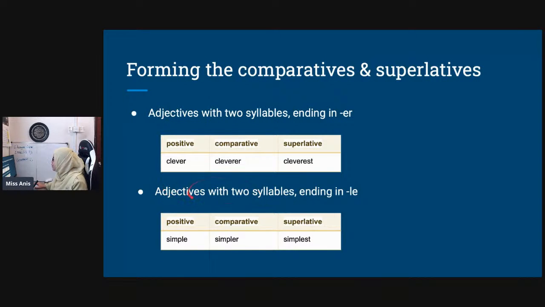Okay, so this one, adjectives ada 2 syllables and then ending dengan LE. Okay, so yang ni, sorry Amis tak nampak, letak cover. Alright, so kat sini perkataan dia adalah simple. Simple adalah positif dia. Now comparative dia adalah simpler, okay, tambah saja dengan 1 R. Okay, and then superlative dia tukar kepada dan tambah ST. Alright, so itulah antara formula-formula dia.